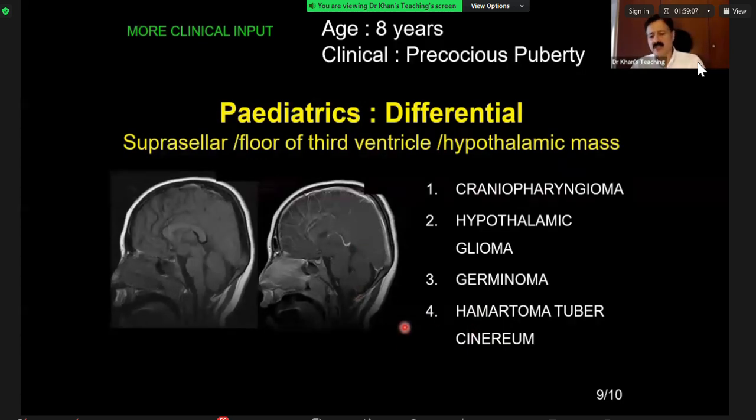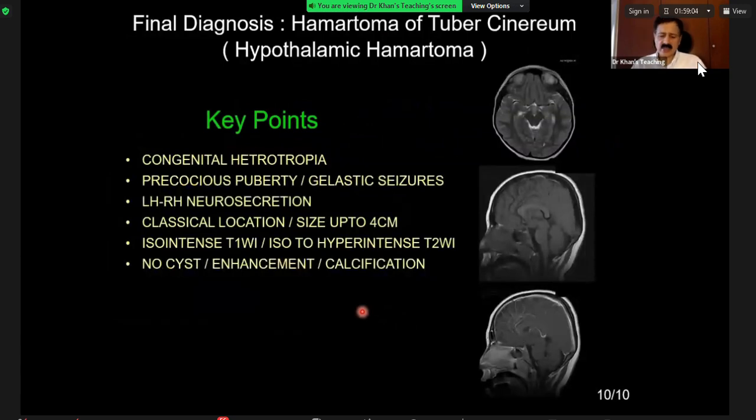So this is the type of case in which, in the exam, suppose you get it, then you have to satisfy the examiner why it is hamartoma of the tuber cinereum, what is the differential, and the examiner might grill you, and you can tell the features which we have just discussed. There is nothing else like this which will have imaging features like this with anatomical features based at the hypothalamus.